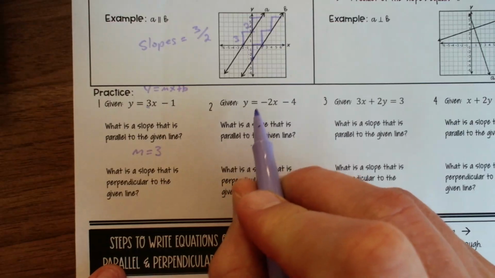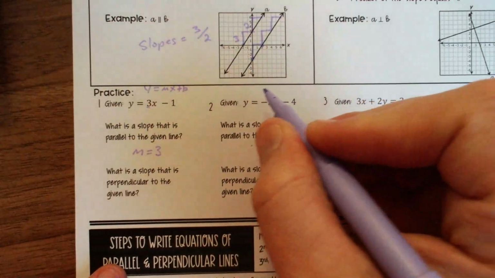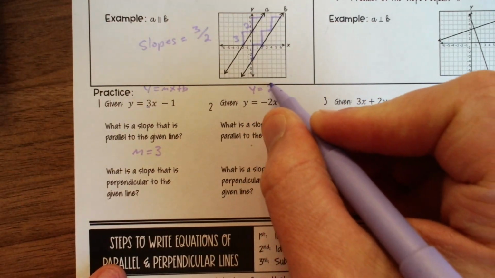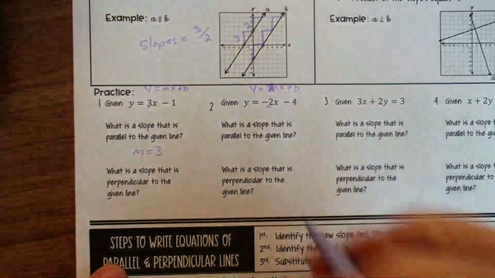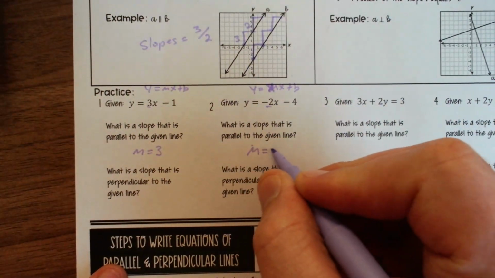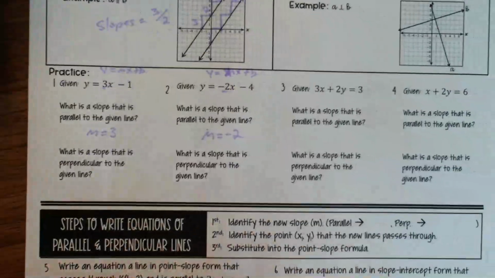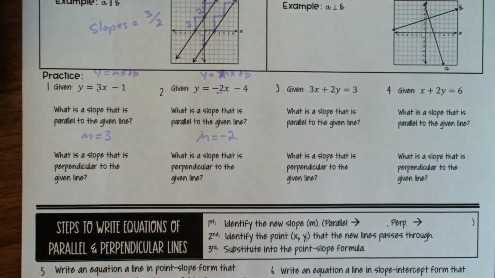In this problem, y equals negative 2x minus 4. Again, it's written in slope-intercept form. Negative 2 is our slope. So the slope of a parallel line is also negative 2.